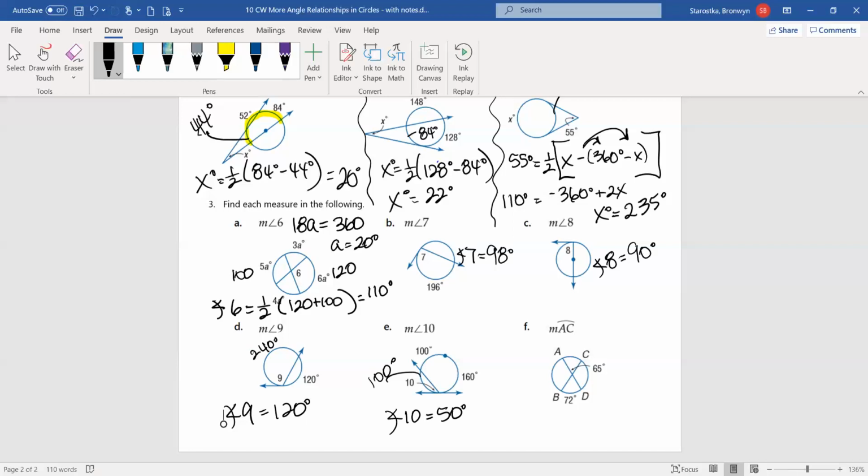And then we want to know the measure of AC, intersecting inside, so we're adding. 65 degrees equals 1/2 AC plus 72. Multiply both sides by 2, subtract 72, and we know that AC is 58 degrees.